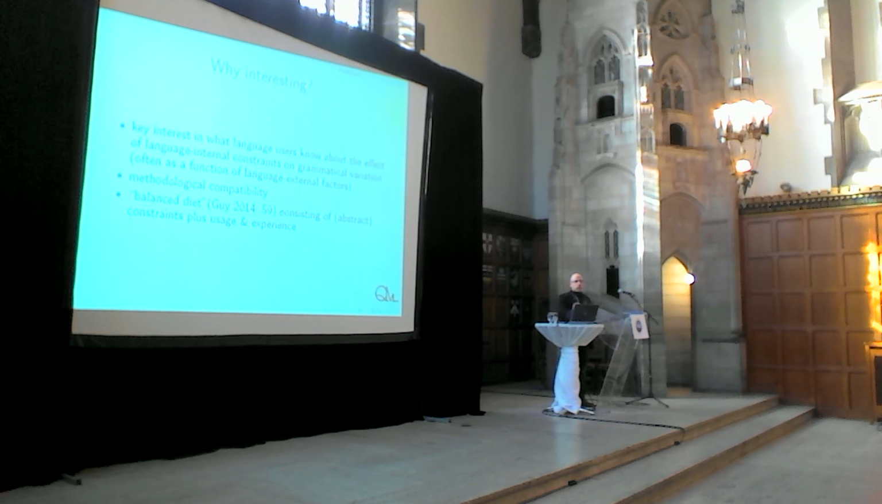This work is methodologically highly compatible, and it offers a balanced diet, in the words of Guy 2014, consisting of both abstract constraints, things like the principle of end weight, length, information status, plus usage and a healthy dose of experience. Because once you find probabilistic differences, say, between dialects or varieties, you usually look at usage and how speakers of these varieties have received different input during their lifetimes compared to other speakers.